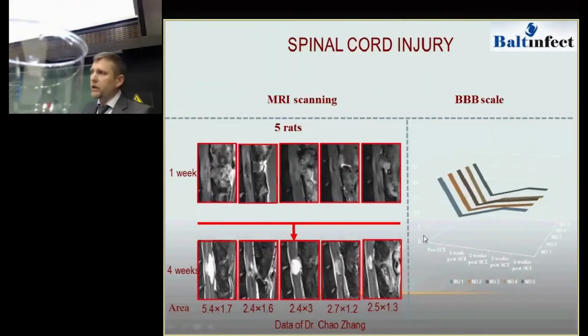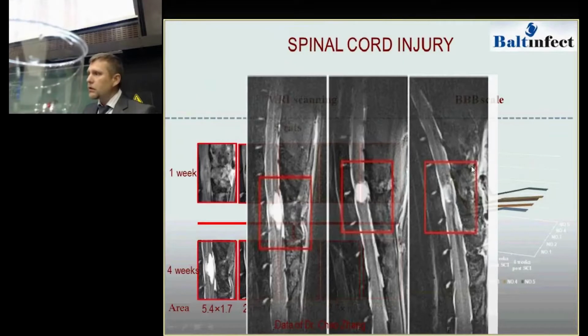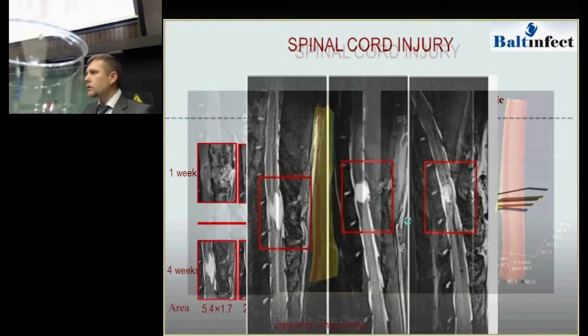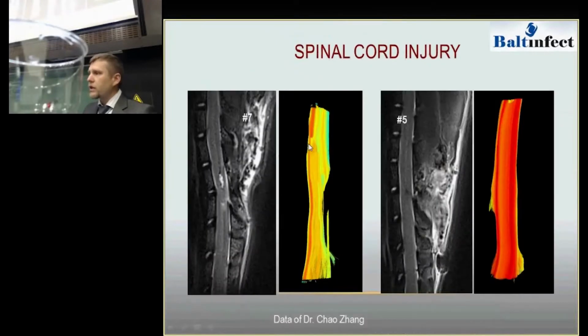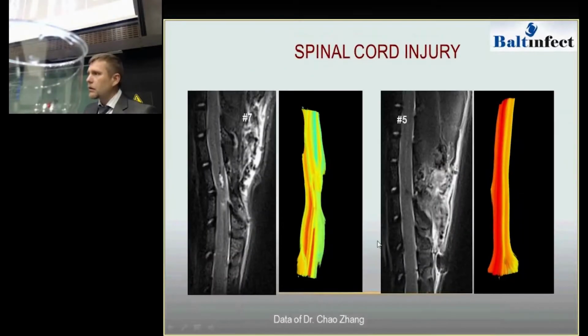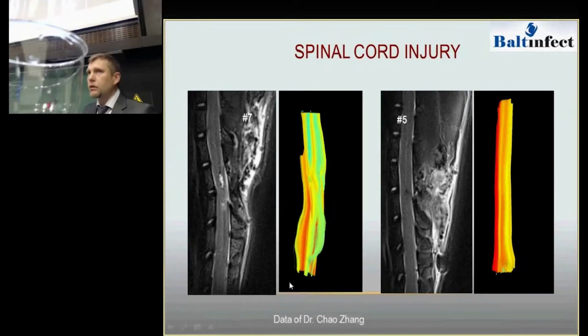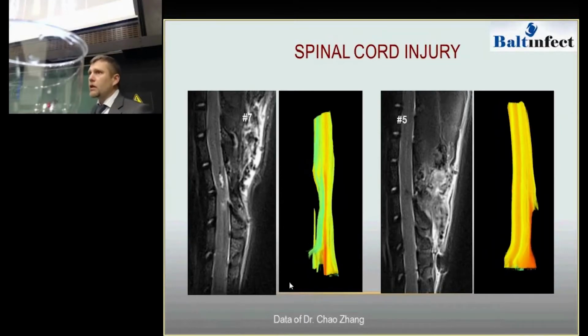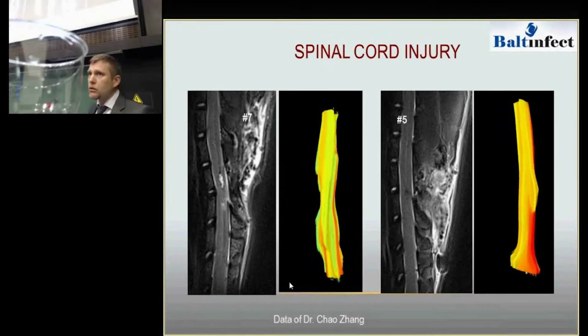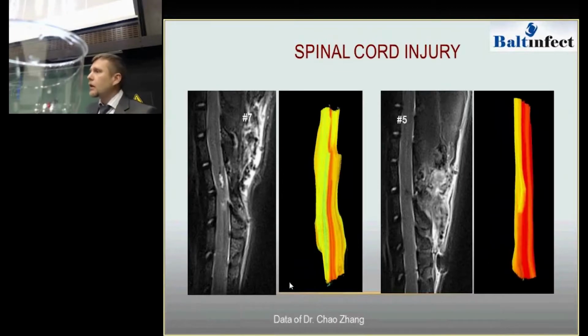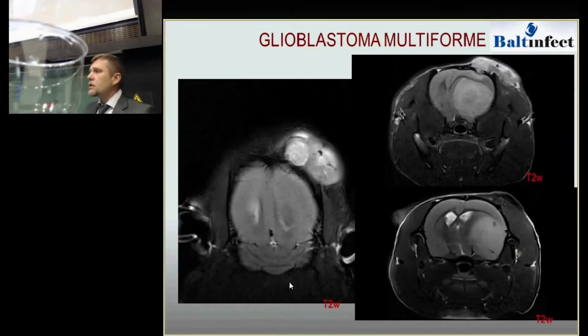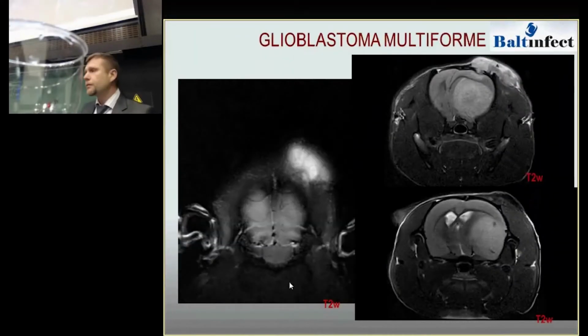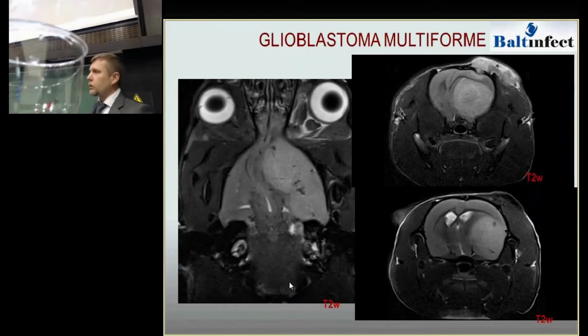We have spinal cord injury. You can see a cyst inside the spinal cord. We use tractography, reconstructing neuronal pathways, for quantitative assessment of the damage of the lesion of the spinal cord. And we have some tumor models, and I will talk about tumor models.